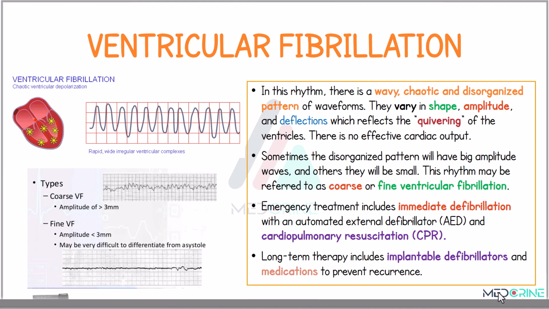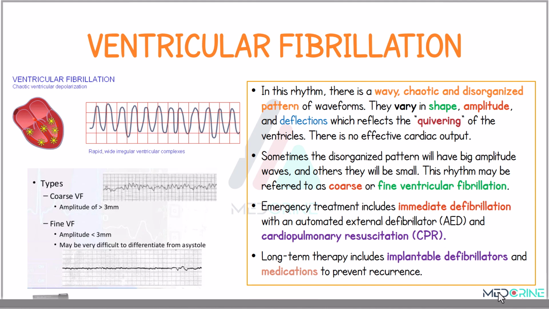Let us proceed to ventricular fibrillation. A ventricular fibrillation is a wavy, chaotic, and disorganized pattern of waveforms on an electrocardiogram. These waveforms can vary in shape, amplitude, and deflections. They basically can be defined as a quivering state of the ventricles. In this case, in ventricular fibrillation, we do not expect to have an effective cardiac output.